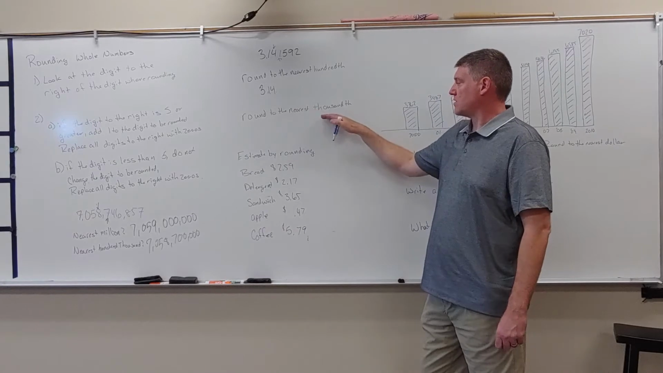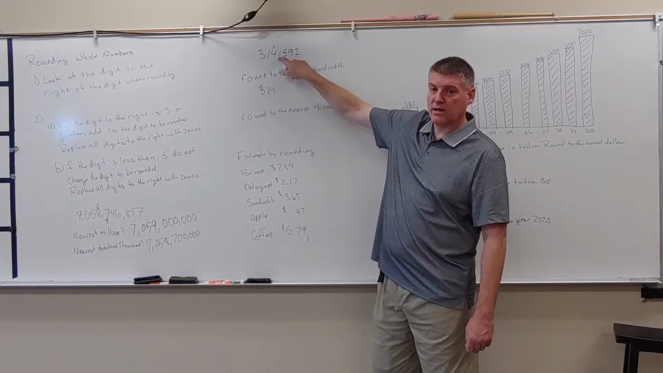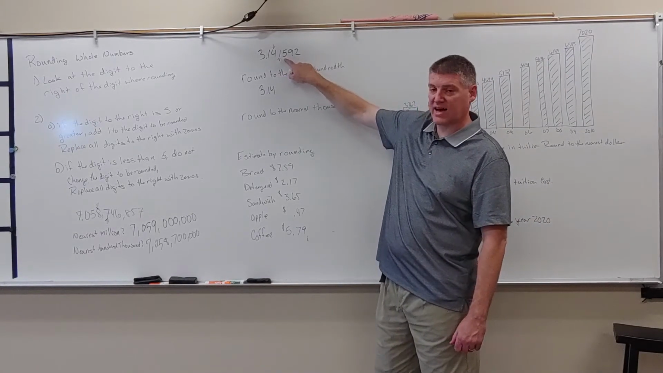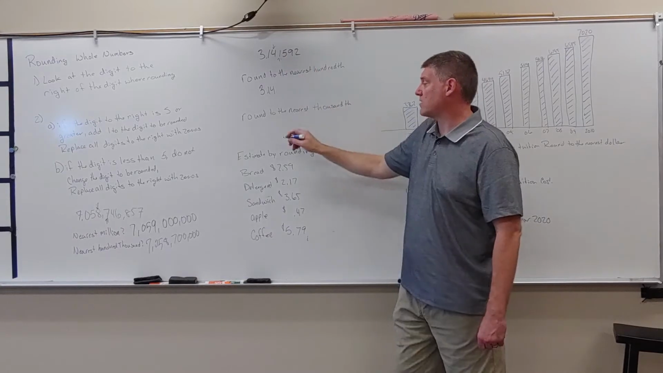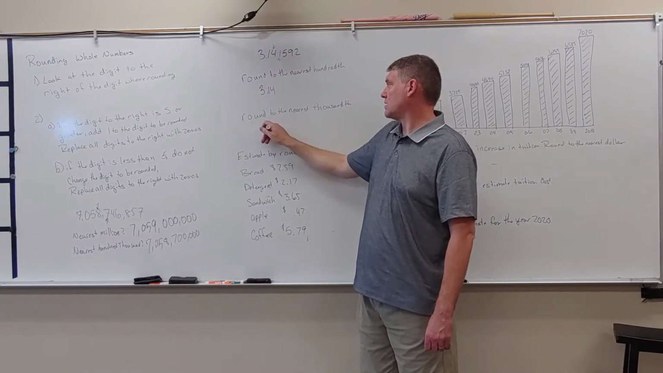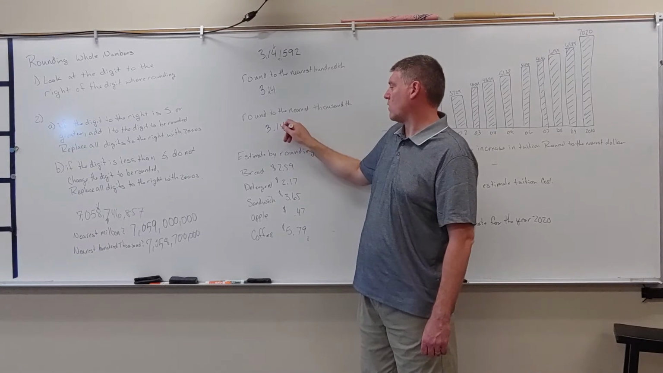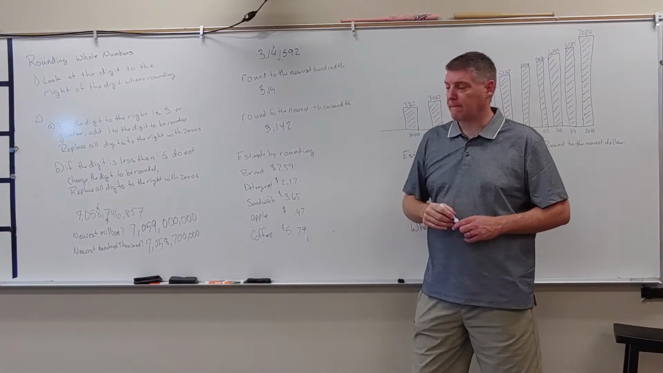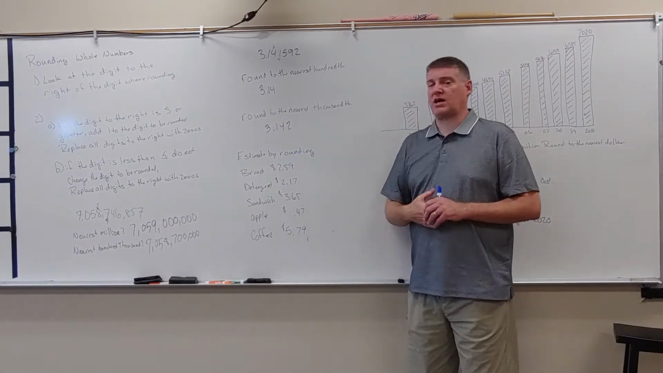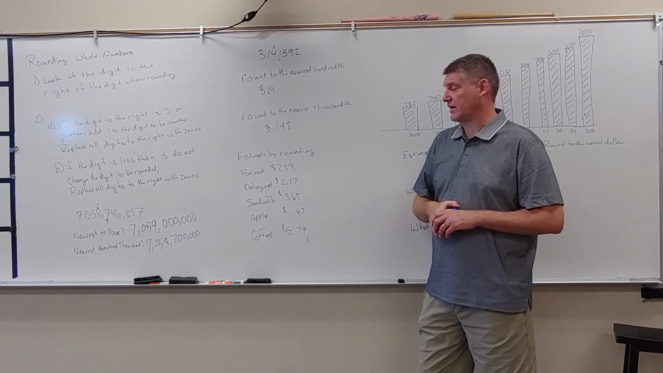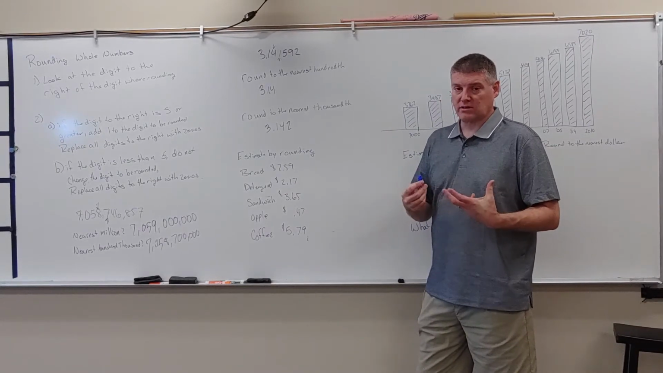So now we're going to round to the nearest thousandths, which is the 1. I look to the number to the right of it. It's a 5. That's 5 or greater, so I'm going to add 1 to the 1. So 3.142.